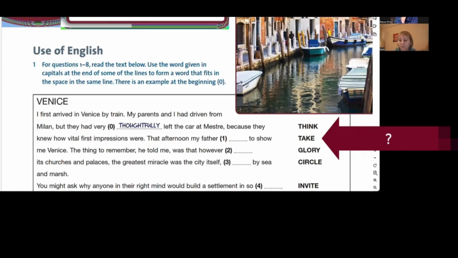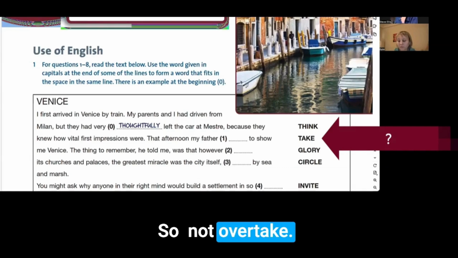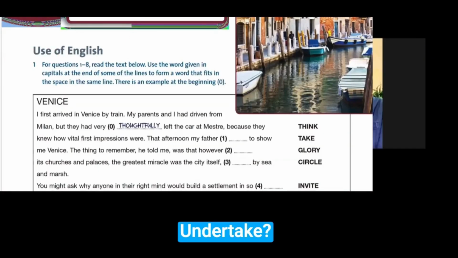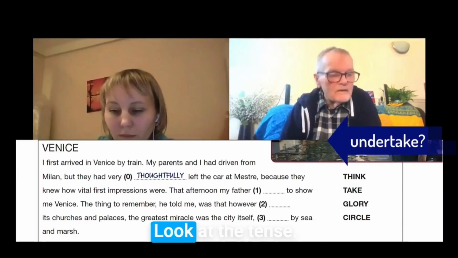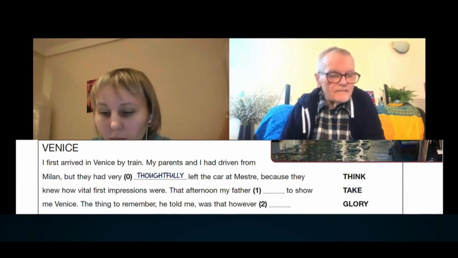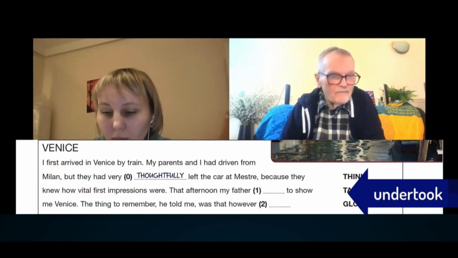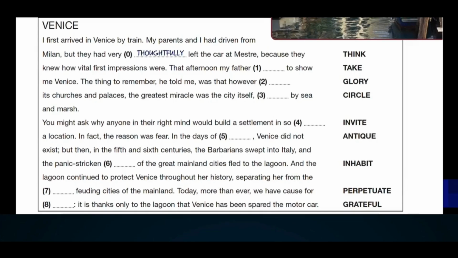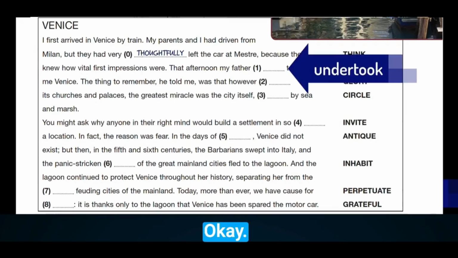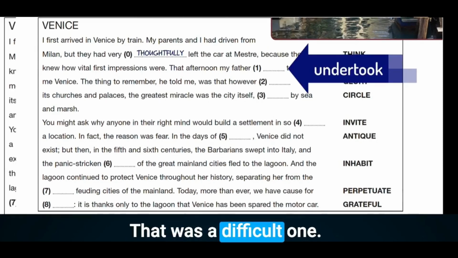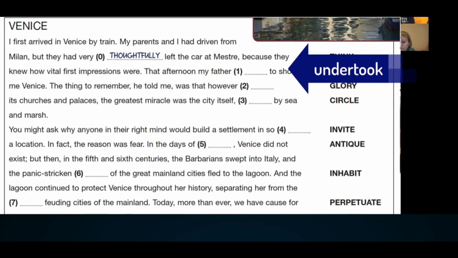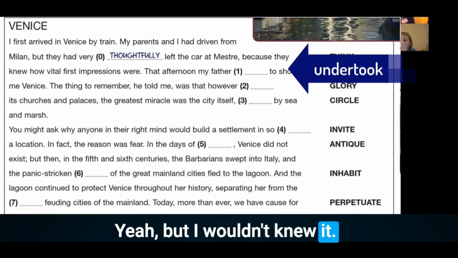Mm-hmm. So not overtake. Undertake? Look at the tense. Undertook. Very good. Excellent. Okay. That was a difficult one, okay? Yeah, but I wouldn't have known it.